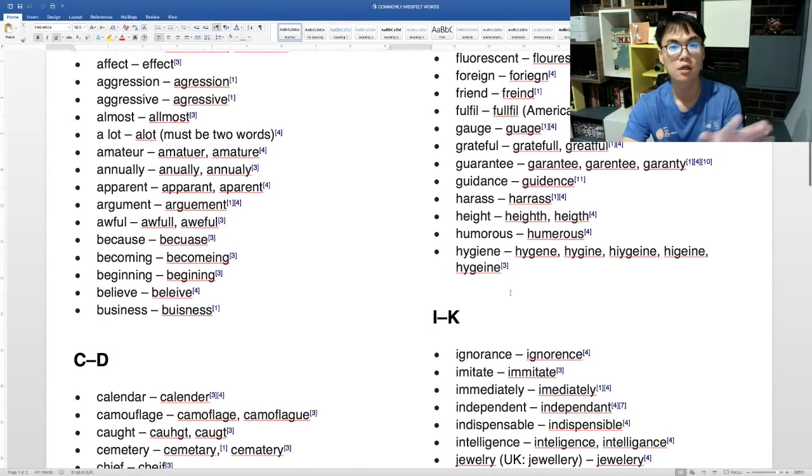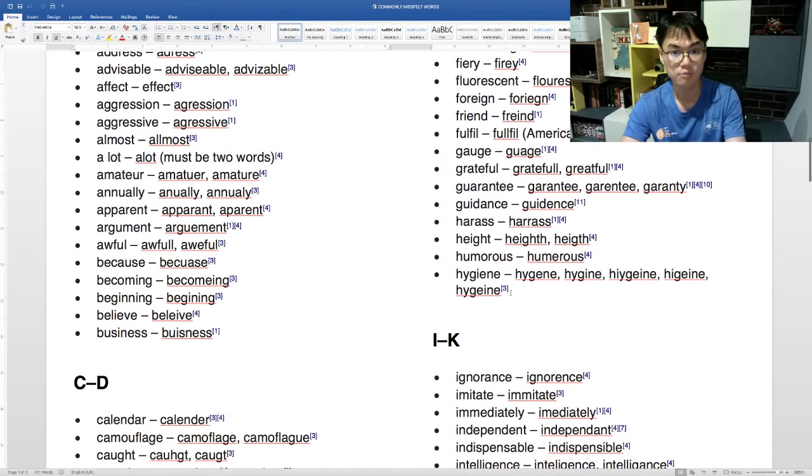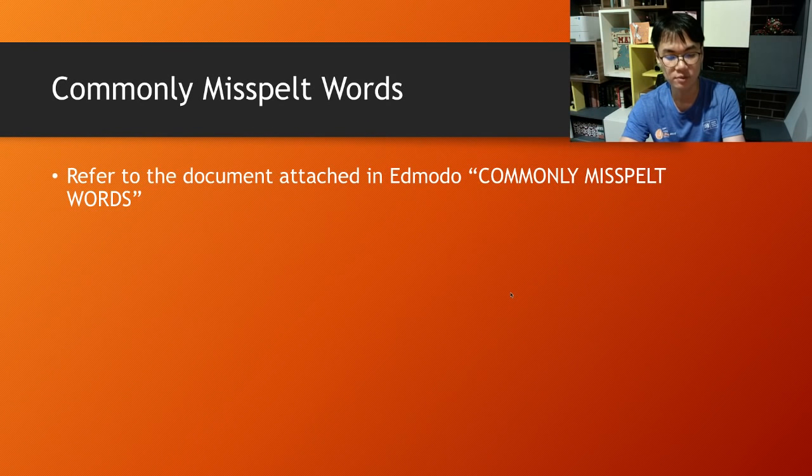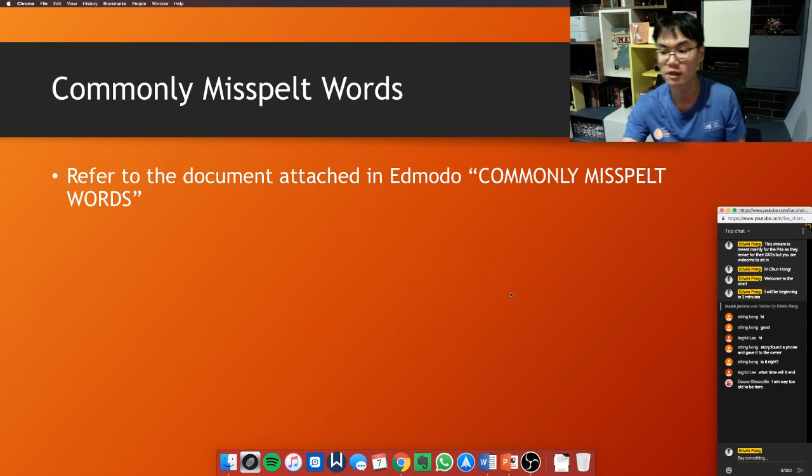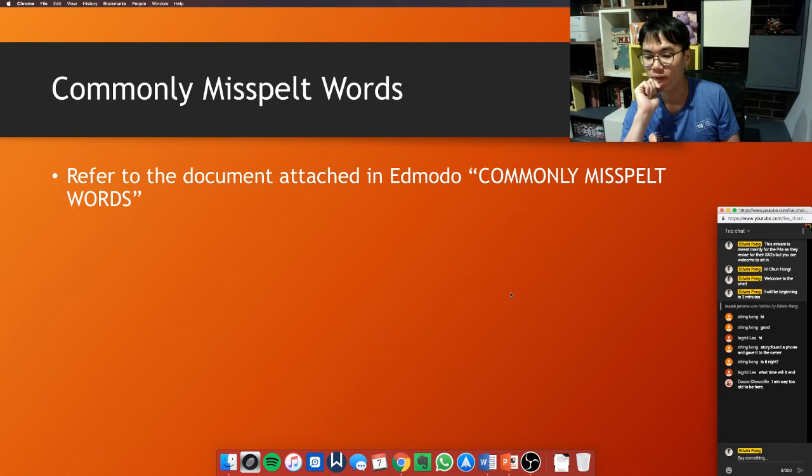Even adults will spell these words wrongly. I would even say even Mr. Pang would sometimes spell some of these words wrongly if I'm not careful. So be very careful, okay? Alright.